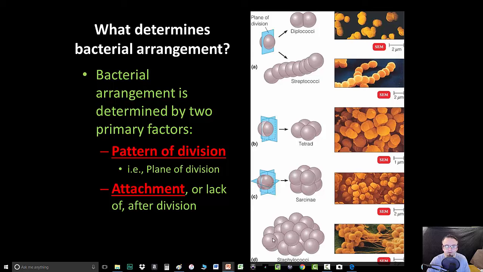And what you end up with is a random association, okay? And that's where you get that grape-like cluster. Now, the other key part is then attachment. So they have to stay attached, obviously, to be in a group.